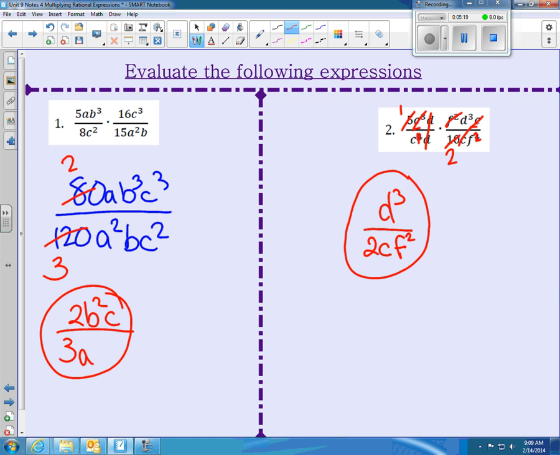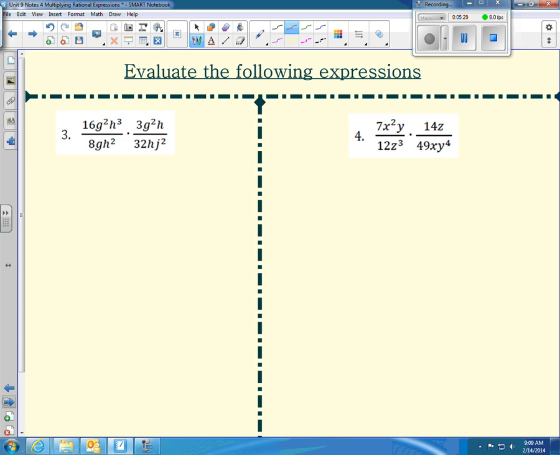So pay really close attention with this method because you can accidentally miss something. So two different ways. One way is multiply the tops and bottoms and then simplify. The second way is to simplify and then multiply the leftovers. You pick either one that works for you.